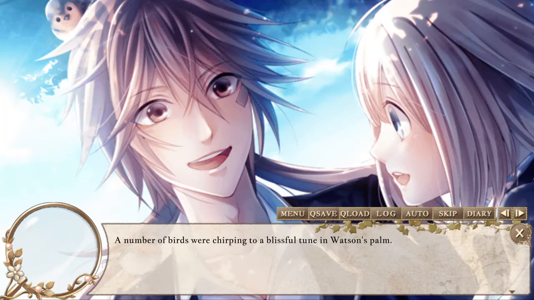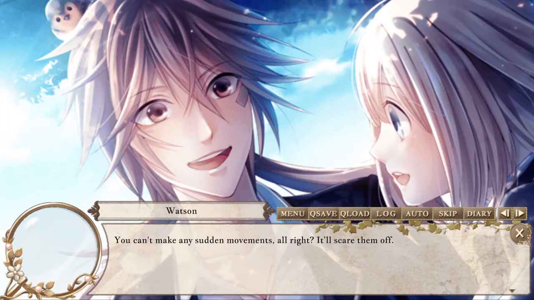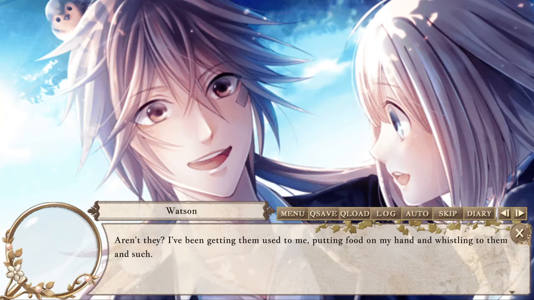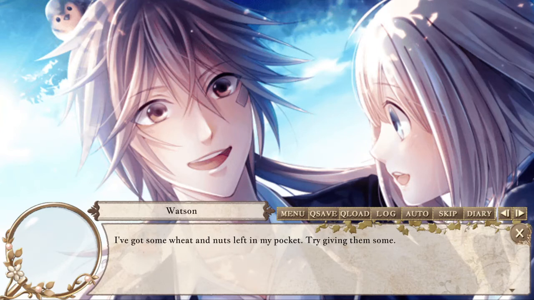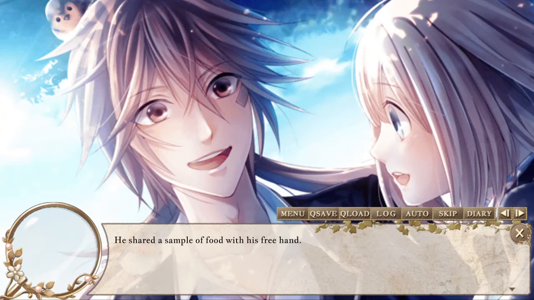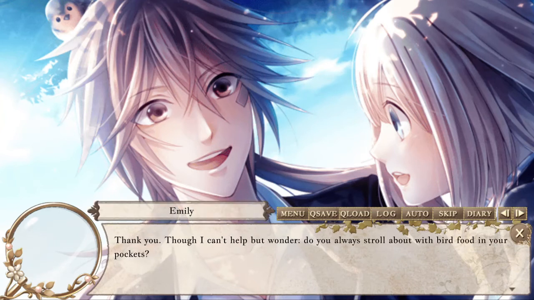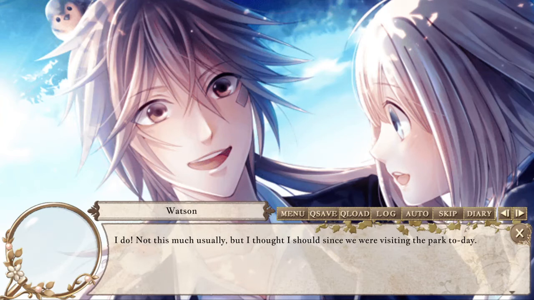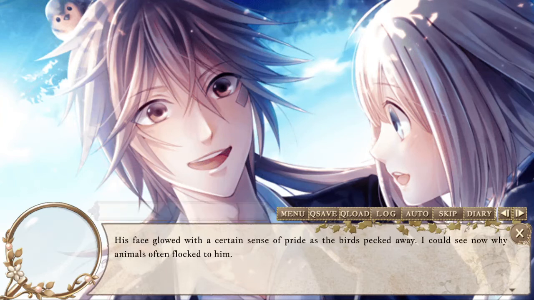A number of birds were chirping to a blissful tune in Watson's palm. You can't make any sudden movements, all right? It'll scare them off. Please, I'm an animal lover too. I won't. They're such precious little things. Aren't they? I've been getting them used to me, putting food on my hand and whistling to them and such. I've got some wheat and nuts left in my pocket. Try giving them some. He shared a sample of food with his free hand. Thank you. Though, I can't help but wonder, do you always stroll about with bird food in your pockets? I do. Not this much usually, but I thought I should since we were visiting the park today.